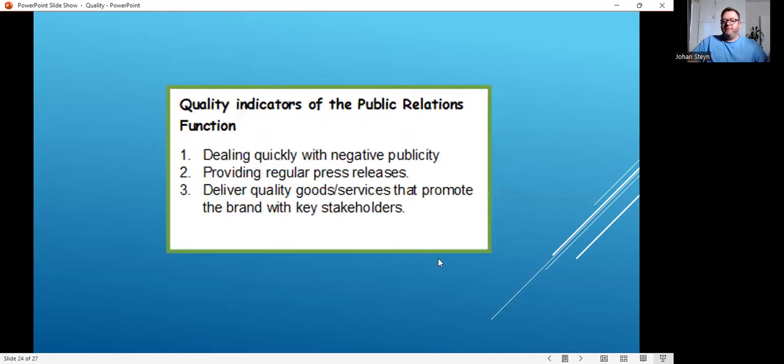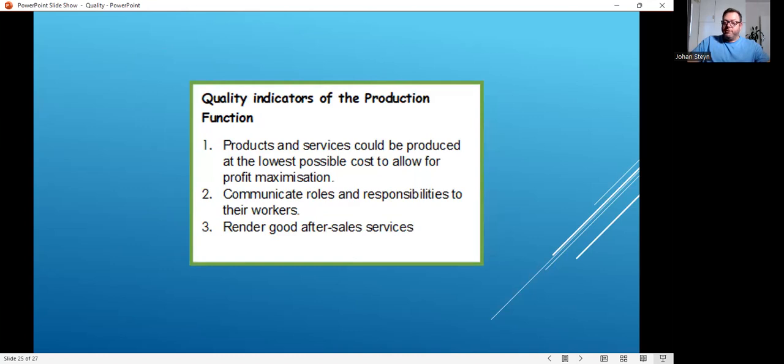So public relations function. Public relations is the business function that looks after the image of the business. So they need to quickly deal with negative publicity because negative publicity will get customers to go to other businesses. They will provide regular press releases, keep the customers informed of what's happening. And they are the ones that deliver quality goods and services that promote the brand and with the key stakeholders. Now, stakeholders, remember, is anyone that has an interest in the business.